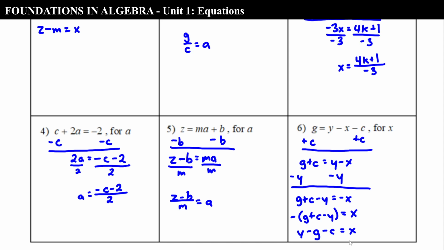Alternatively, you could have added x to each side and then subtracted g from each side, and that would have gotten you the same thing.